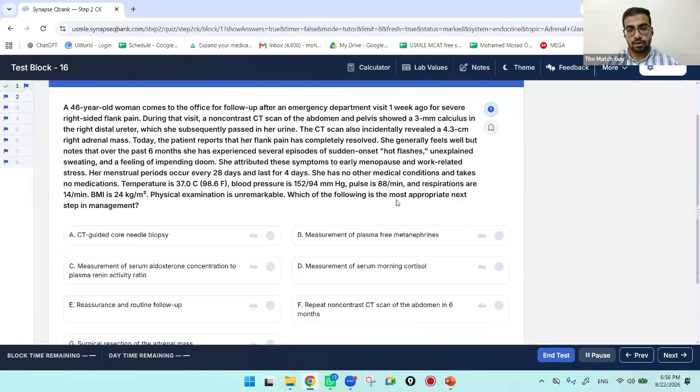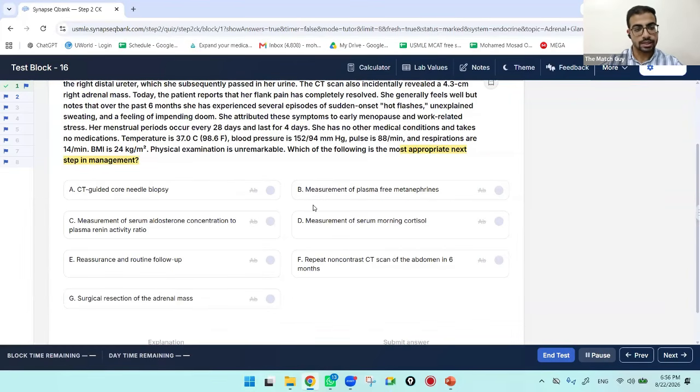Okay, let's approach this question. Following most appropriate next step in management. Nothing much, but what I'm focusing on is they are telling me next step. So I know I'm choosing the next step, I'm not jumping to a later step. Let's look at the answer choices.